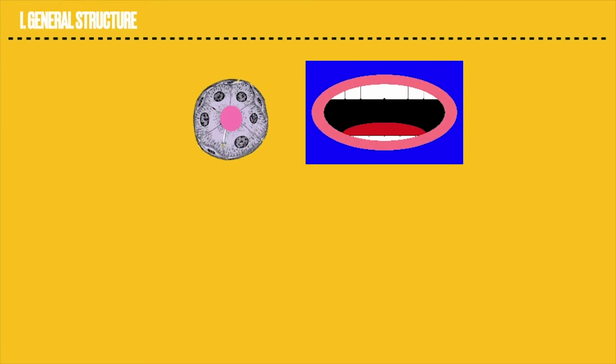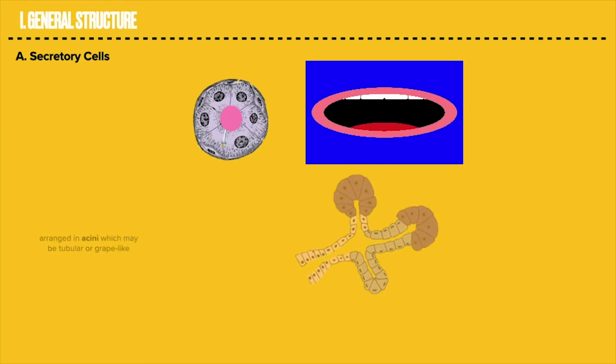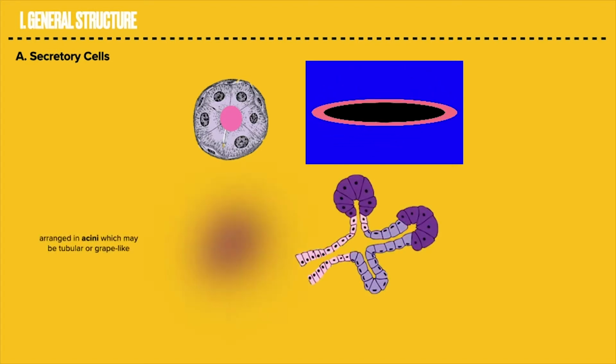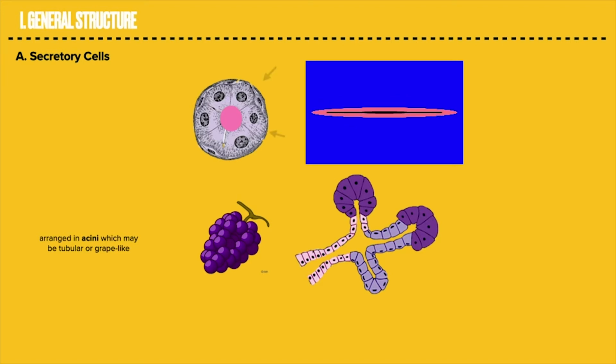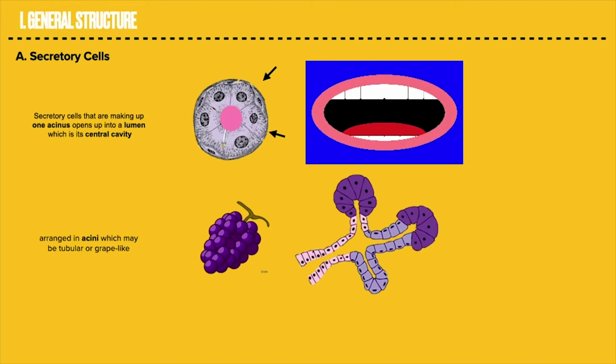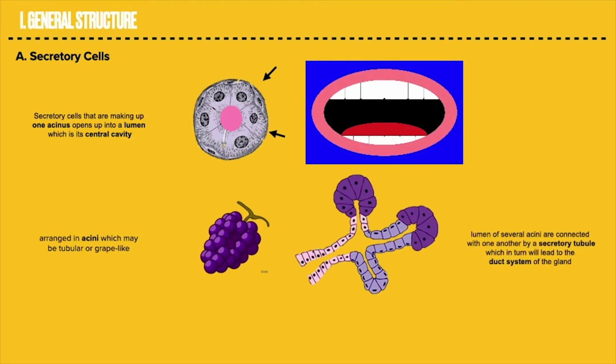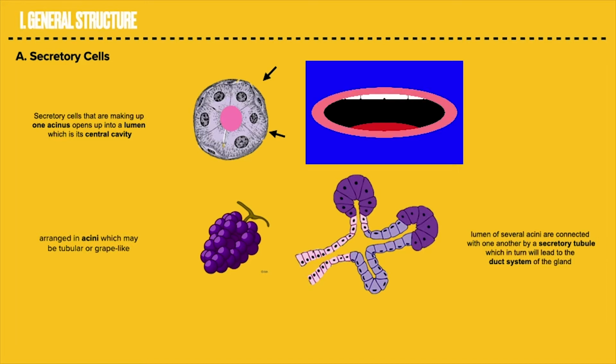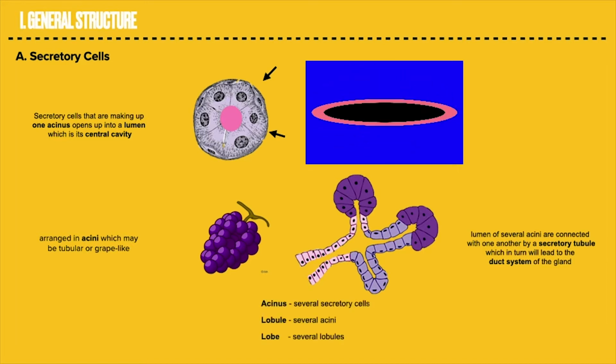One of the key players here is first the secretory cells arranged in acini, which may be tubular or grape-like. Secretory cells that make up one acinus open up into a lumen, which is its central cavity. The lumen of several acini are connected with one another by a secretory tubule, which in turn will lead to the duct system of the gland.